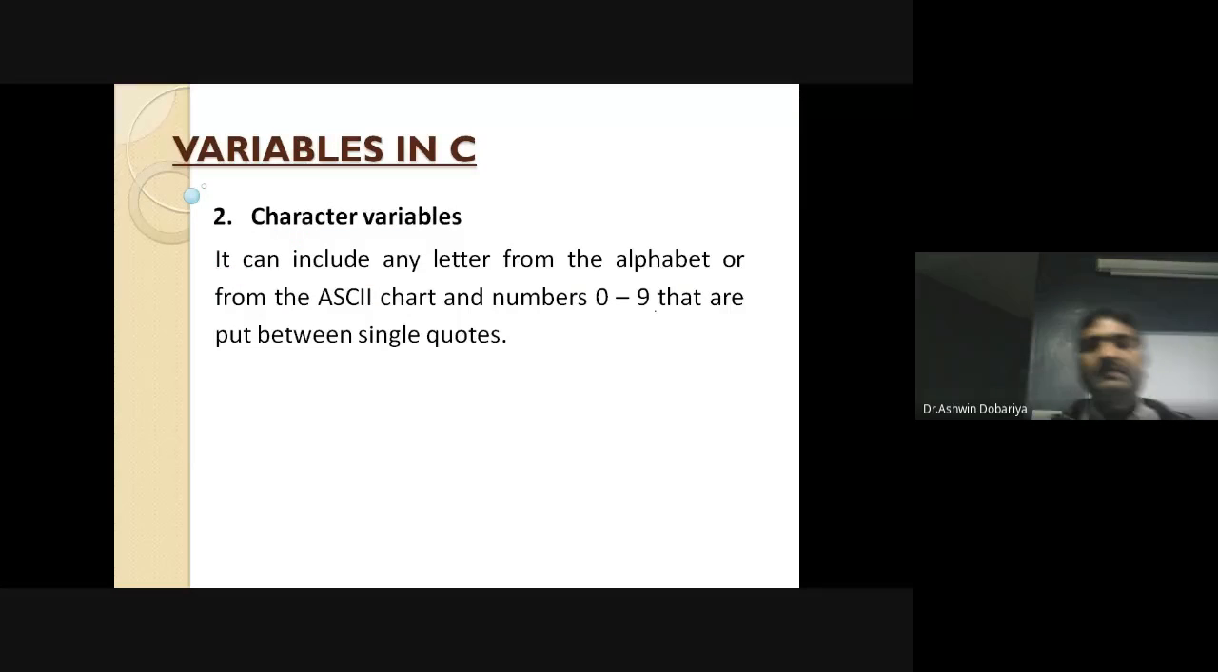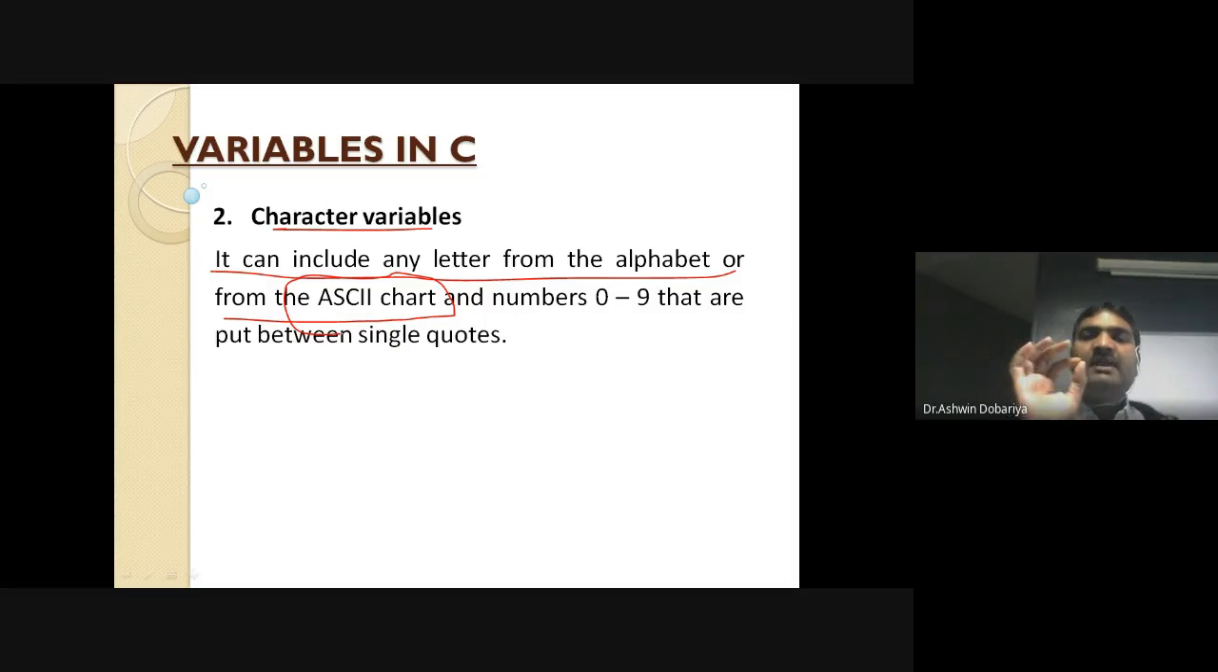Character variables. In our last lab, I discussed the concept of character. A character includes any letter from the alphabet or from the ASCII chart. The ASCII chart we discussed, where every character has one ASCII code. And a character variable also includes 0 to 9, because we also discussed 0 and 9. For us, it is a digit.